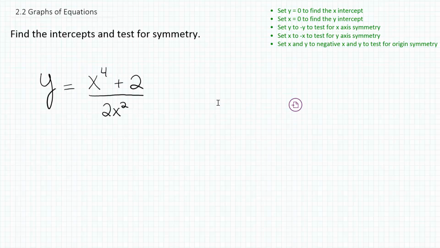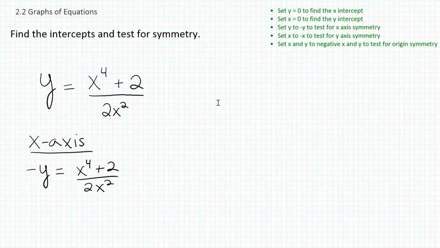All right, so let's test the equation for x-axis symmetry. In order to test the equation for x-axis symmetry, we have to set y to negative y and see if we can simplify the equation back to the original equation we started with. If we can't, then we'll say the symmetry does not exist. So I don't see how we can get rid of that negative in front of the y without changing the equation in some way. So basically the equation has changed. Putting in negative for y doesn't work. So I'm just going to say, okay, no x-axis symmetry.